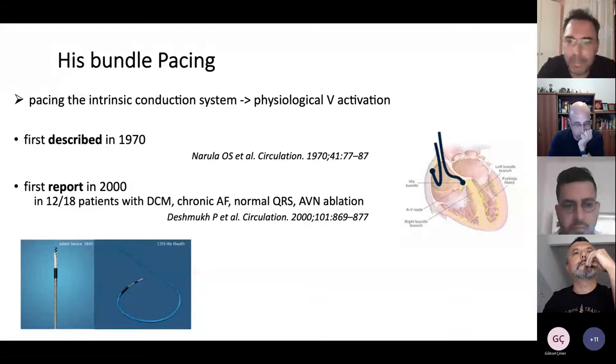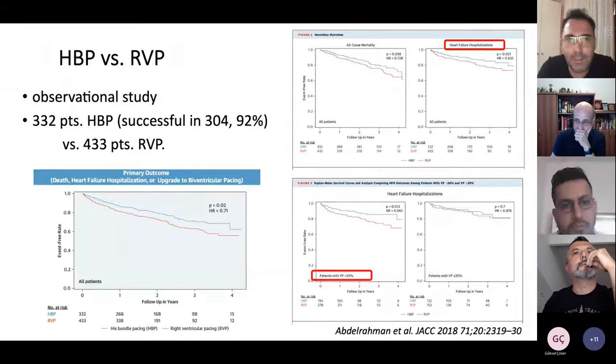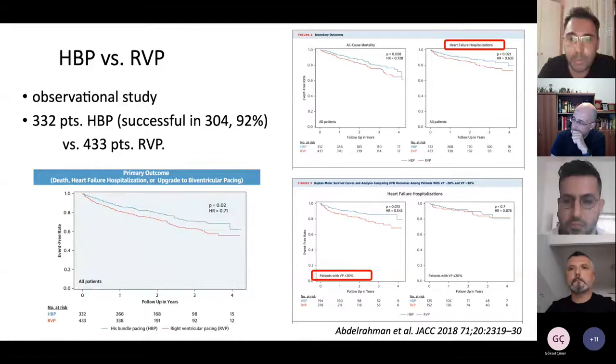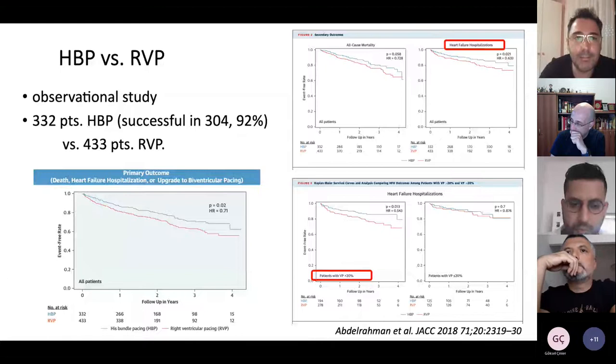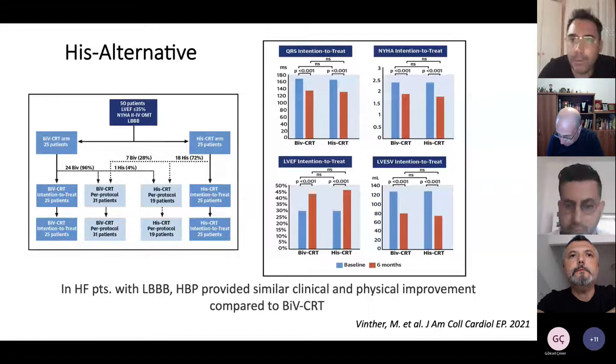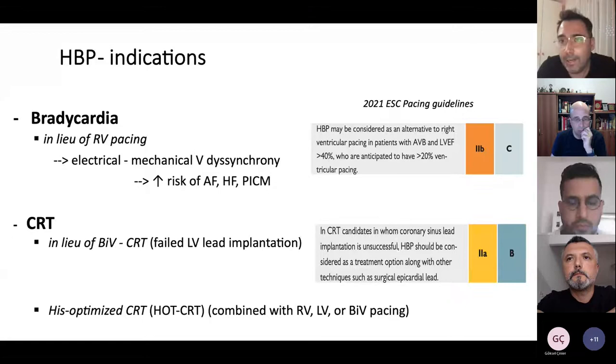Many observational studies have shown that His bundle pacing may be more beneficial for patients, especially regarding heart failure hospitalizations, for patients with a V pacing percentage of more than 20%. But also, His bundle pacing can be used as an alternative to biventricular pacing, the traditional method, as it provides similar clinical and physical improvements in terms of QRS narrowing, symptom improvement, and ejection fraction increase. So the indications have been implemented in the current ESC guidelines.